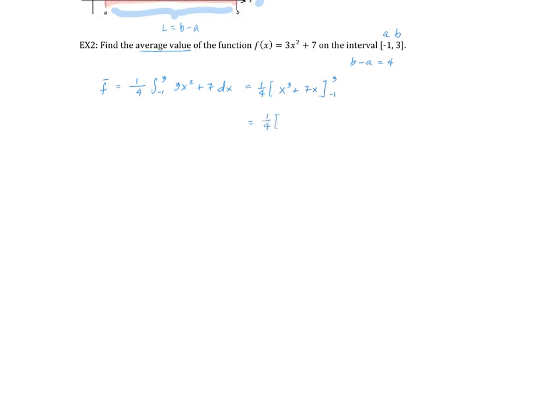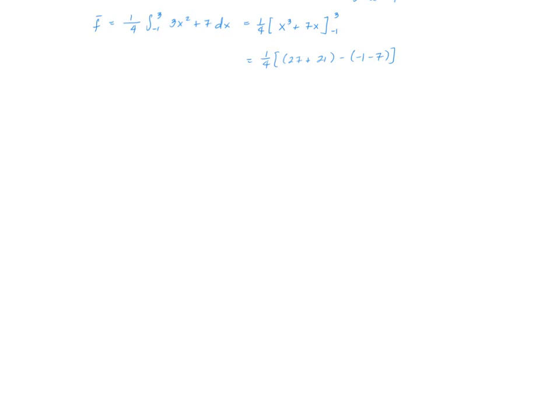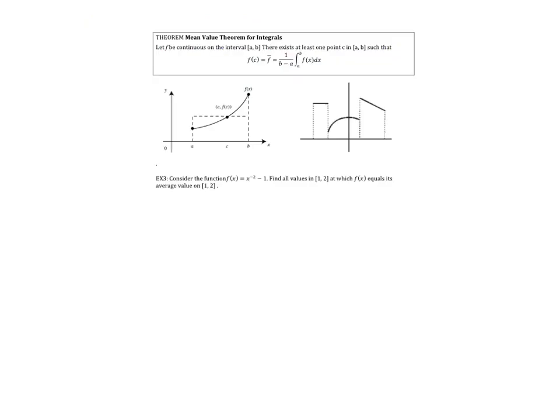I have 1/4, 3 to the third, so I would have 27 plus 21 minus -1 minus 7. And that's 48 plus 8, or 56, over 4. What is that? 14. Oh, okay, so that actually reduces to 14. And that would be the average value of the function from -1 to 3. And integrate like normal.